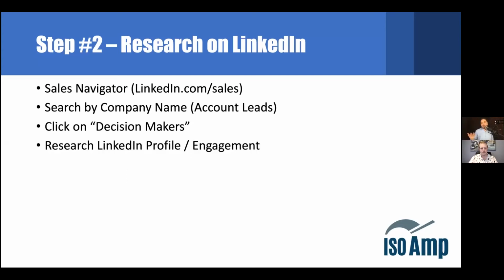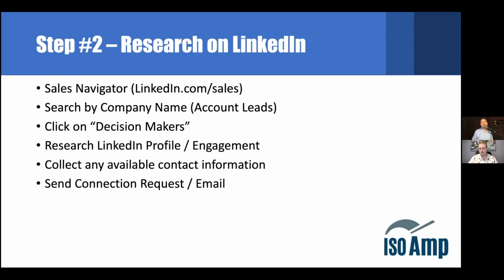Then what you're going to do is click on each one, research them on LinkedIn, see what they're all about. Look at their LinkedIn profile. Are they engaging on LinkedIn? Are they active on LinkedIn? Can you actually contact them on LinkedIn? Right. Then collect any available contact information. One of the things I love about LinkedIn Sales Navigator is that if that person has their email address and phone number there, it will display that. So grab whatever contact information you can. Then you're going to send them a connection request, shoot them an email, right? And just reach out to them.